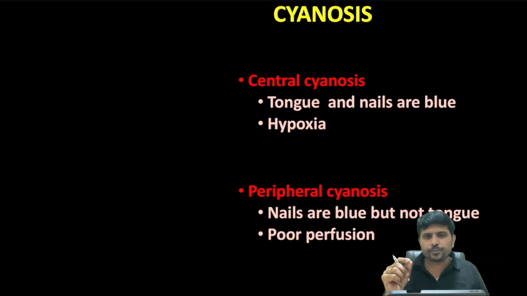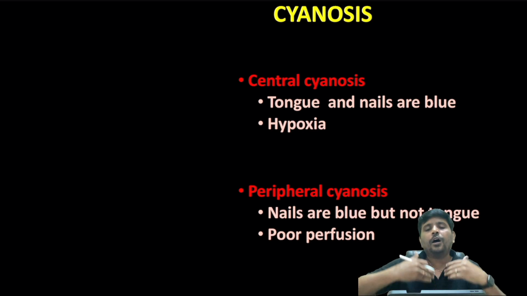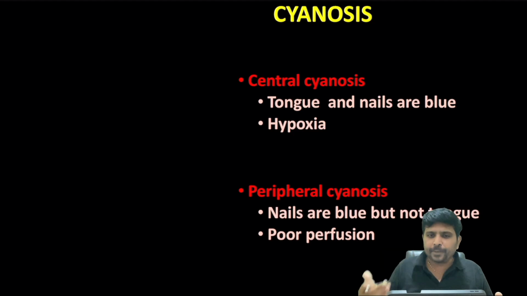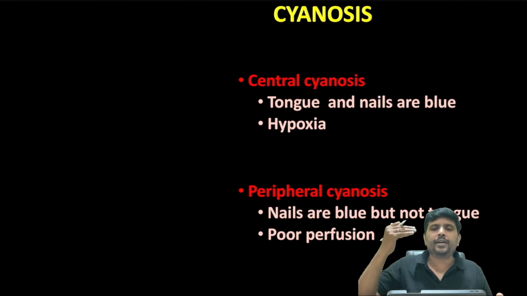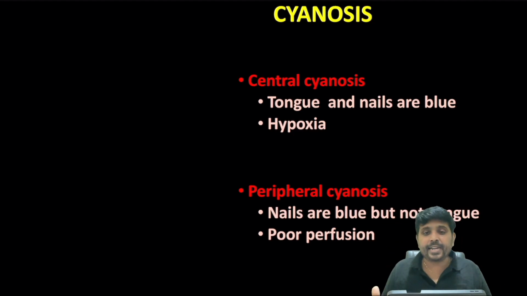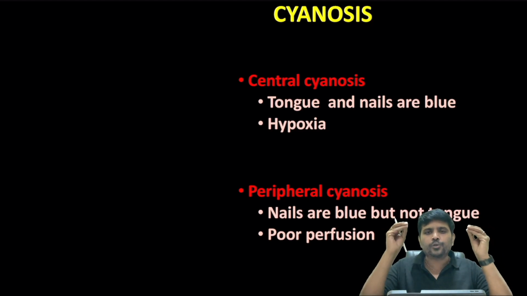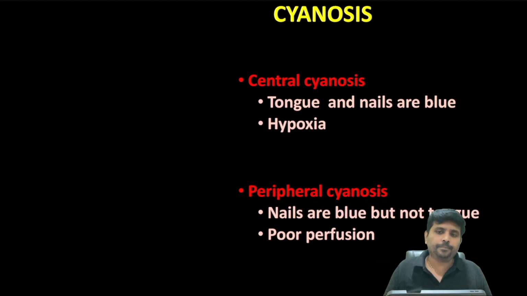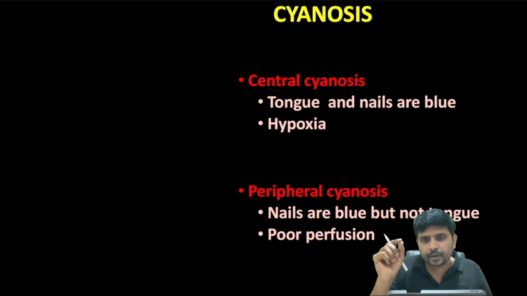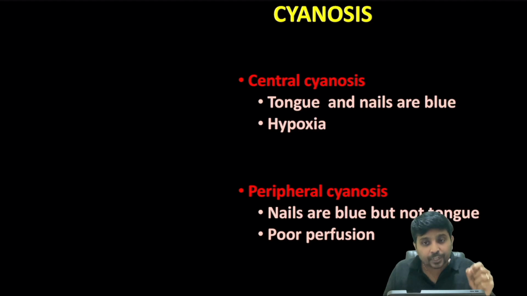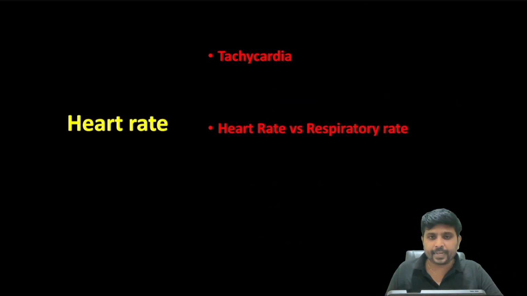So central cyanosis means the heart is not working, or your oxygen is not delivered. Whereas peripheral cyanosis can be cardiogenic shock, or it can be due to what? Hypothermia, that is peripheral vasoconstriction. Both in cardiogenic shock and hypothermia, there is peripheral vasoconstriction, as a result of which you will get cyanosis only in the limbs but not in the tongue. And then what is called tachycardia?